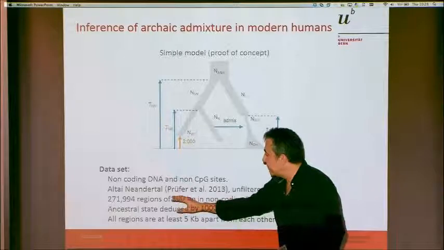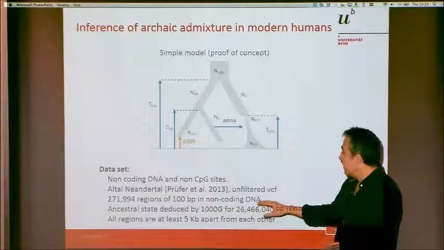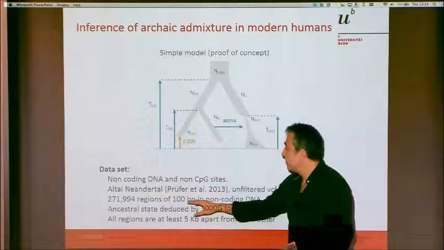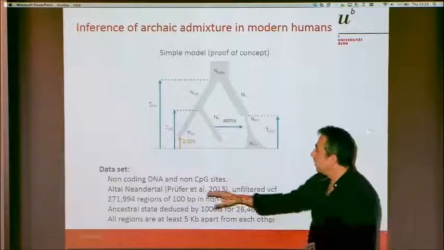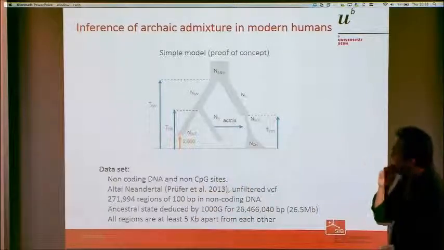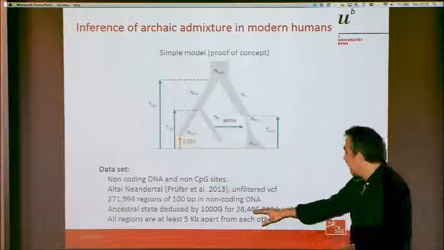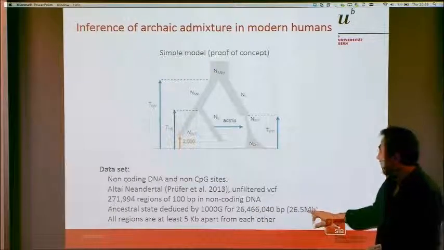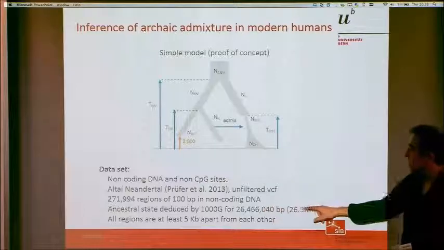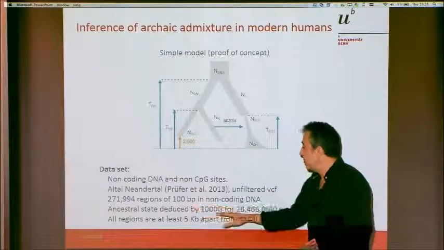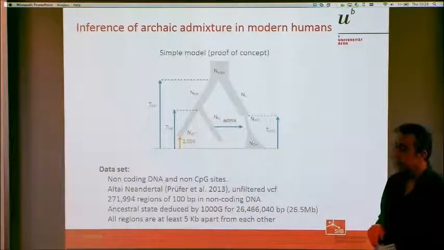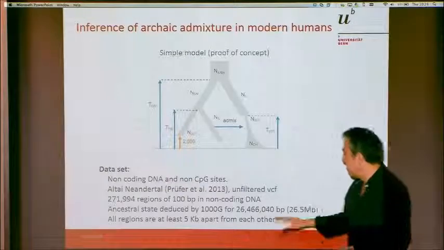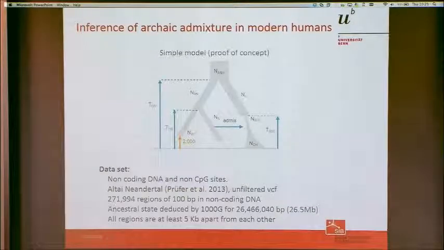And we again isolated some regions that were at least 5 kb apart, regions of 100 base pairs. And we had like 272,000 such regions, and we have this amount of data on which we are making our estimations. And here we just consider those sites for which the ancestral state could be deduced from the 1,000 Genomes data. Okay, so that's the data set that we're going to use.